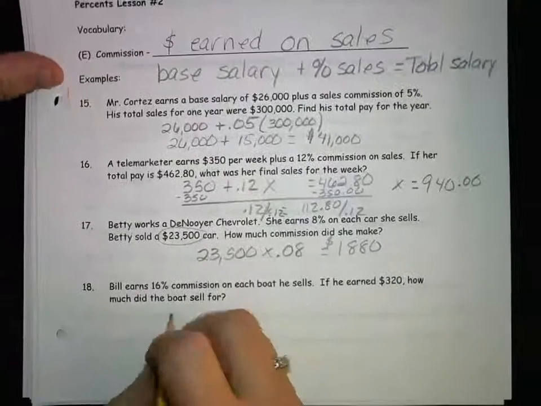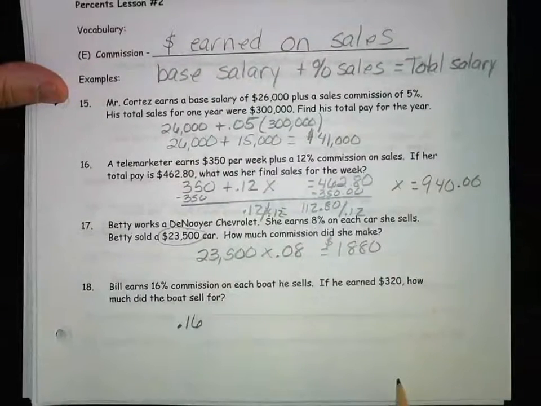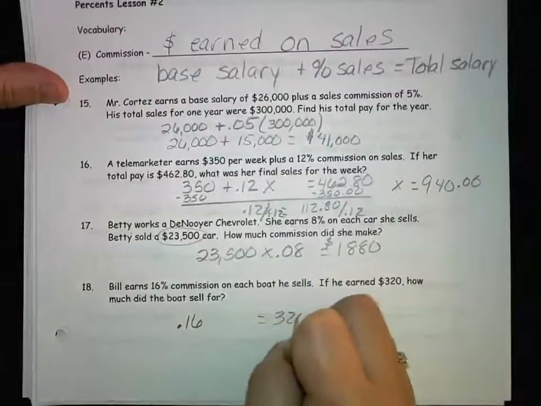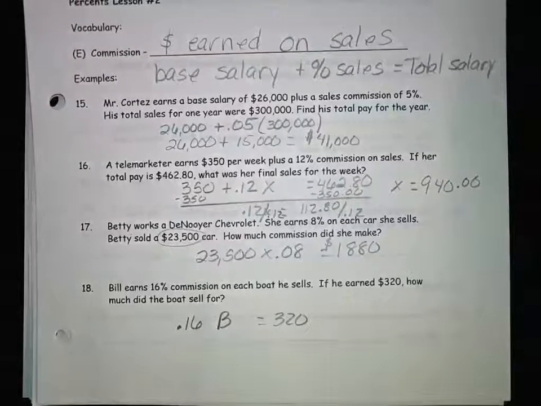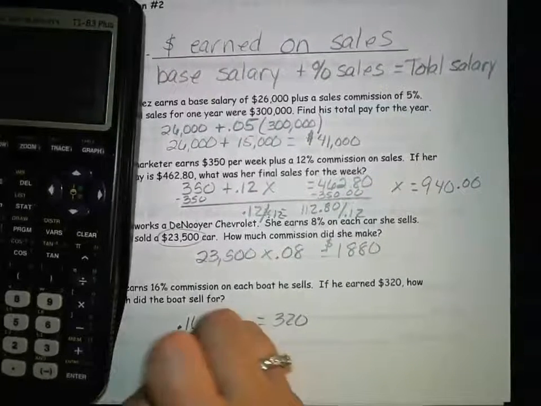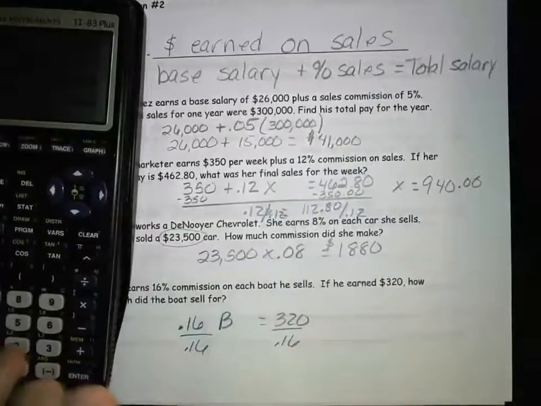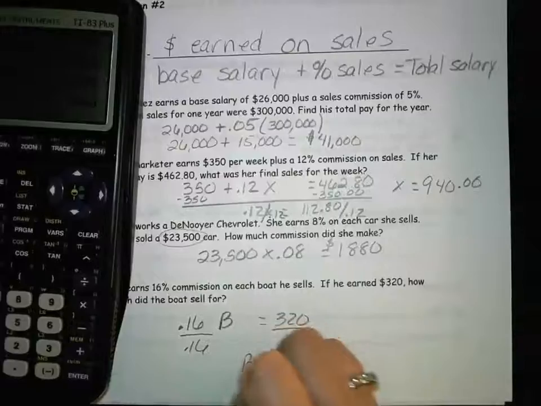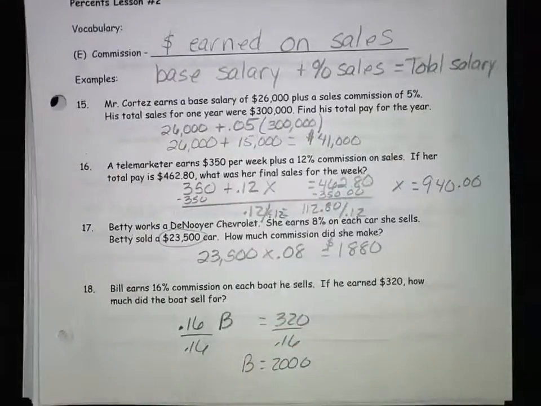Number 18, Bill earns 16% for each boat that he sells. He earned $320. So the question is, how much was the boat? We're going to divide both sides by 0.16, and the boat that he sold was worth $2,000.